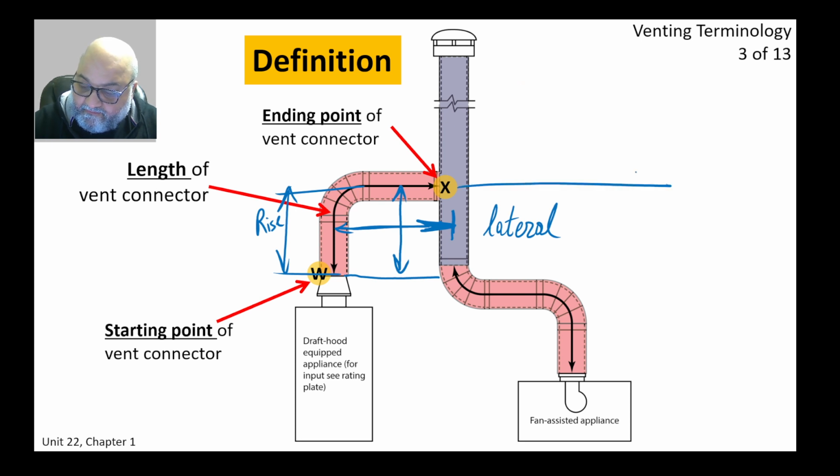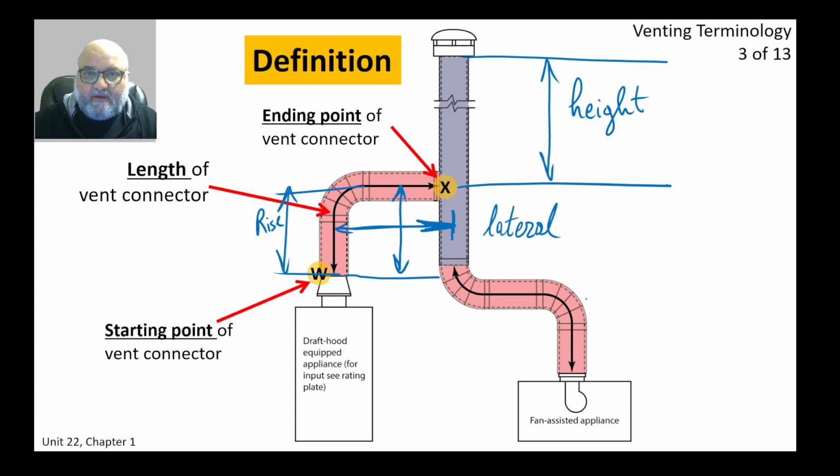It is very important here to emphasize that height, when we say height, we mean the stack height, or the common vent height or the chimney height, never the connector vertical distance. Connector vertical distance is always going to be called a rise. Okay, all three of them, height, lateral, and rise, are measured in feet.